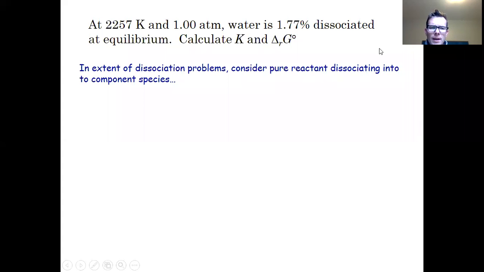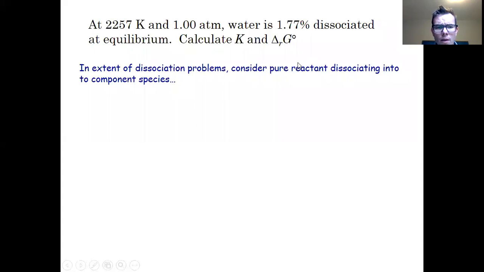Okay, hi everyone. Here's the second type of chemical equilibrium problem that you'll encounter. It's called an extensive dissociation problem, and it's similar in many ways to the previous example. You're given some component, you're given some information about it at equilibrium, and then asked to calculate Ks and delta Gs and such. The problem here is that this dissociation is given as a percentage.